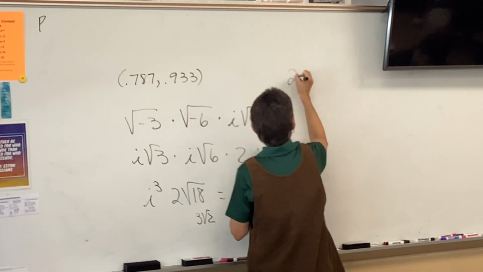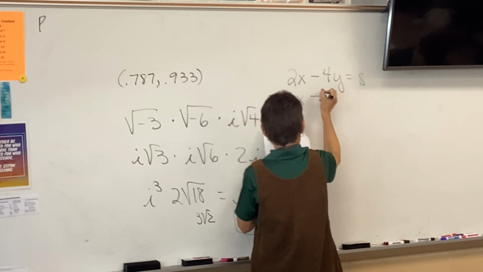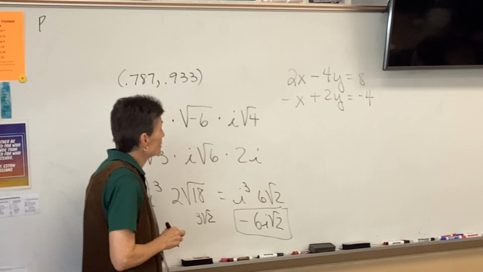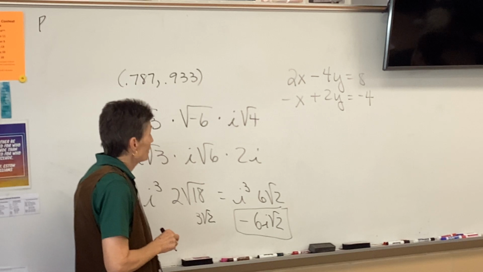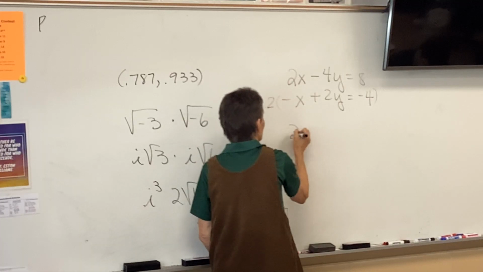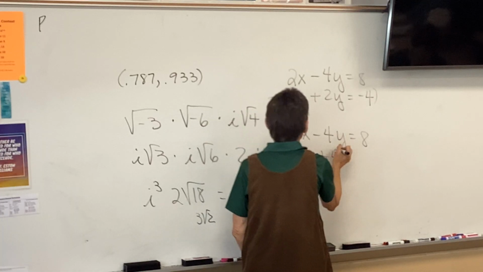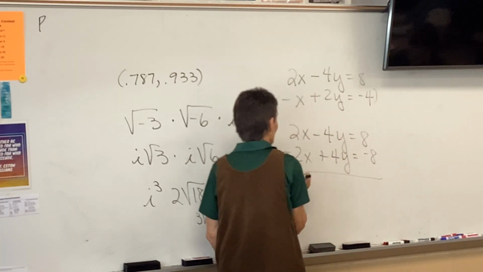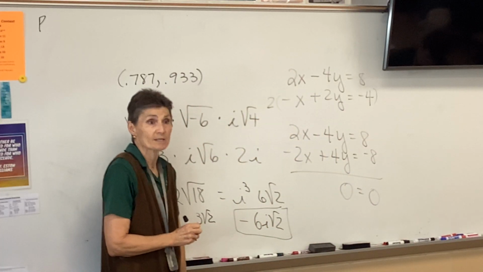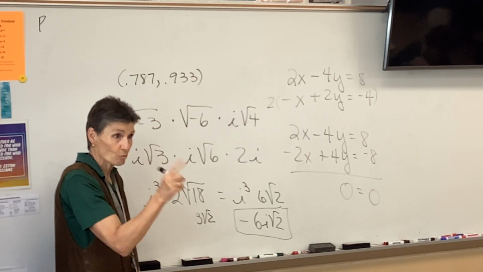It says solve algebraically. That means not by graphing on your calculator. So we've got a little system of 2 equations. I always eliminate, that's just what I do. So I'm going to multiply this by 2. So negative 2x, 4y, negative 8. Uh-oh. Looks like everything cancels out on each side. So I'm left with 0 equals 0, which is true, right?